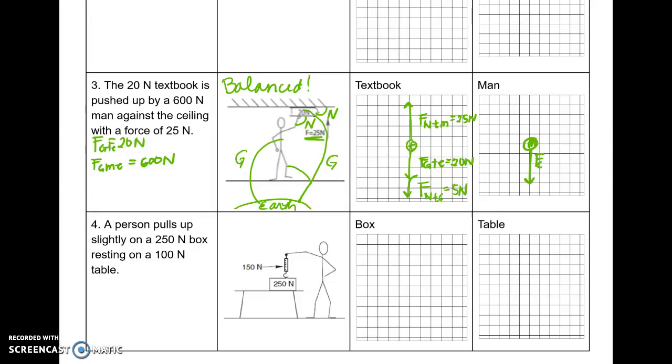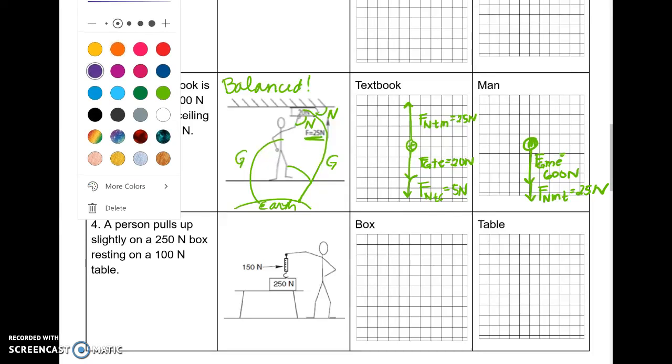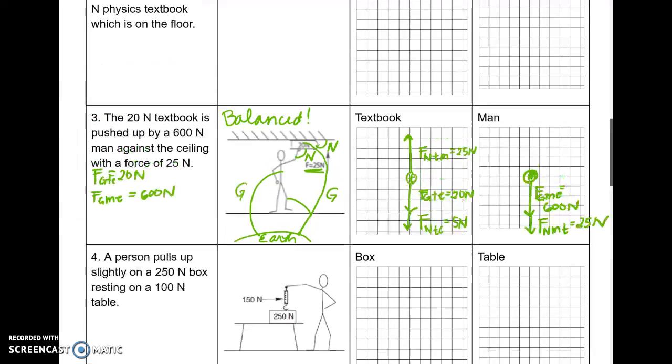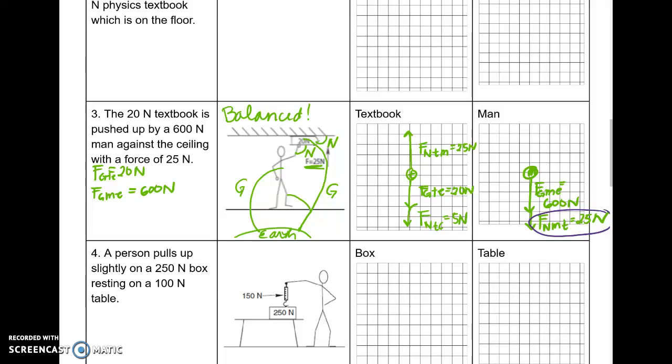And so now the man, so here's the man, and he's being pulled to the center of the earth. So it's a gravitational force on the man by the earth at 600 newtons. And we also know that the book is pushing down on him. So normal force on the man by the textbook is 25 newtons. We know this because of, so this right here, this is what we would call Newton's third law pair.